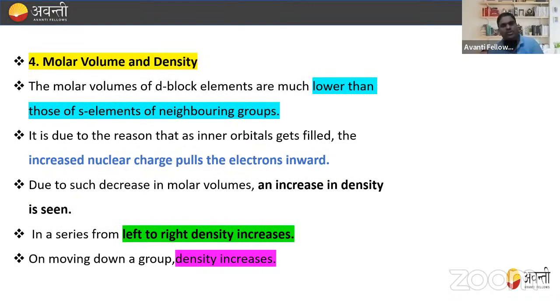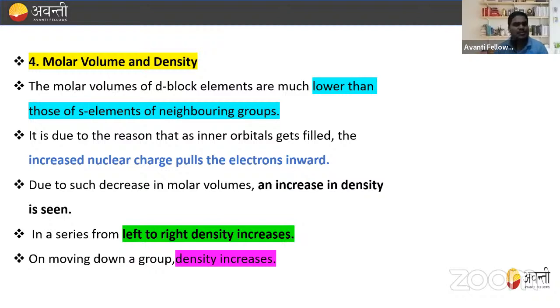So next is the molar volume and density. So what is this molar volume and density? Basically, the molar volume of d block elements is much lower than that of s block elements of a neighboring group. Why? It is because as the inner orbital gets filled, the increased nuclear charge pulls the electrons inward. Right. So what is happening basically? As the inner orbital, that is the 3D orbital, gets filled, 3D1, 3D2, 3D3, 3D4, 3D5, as it goes on, the increased nuclear charge pulls the electrons inward. So this nuclear charge pulls the electrons inward.